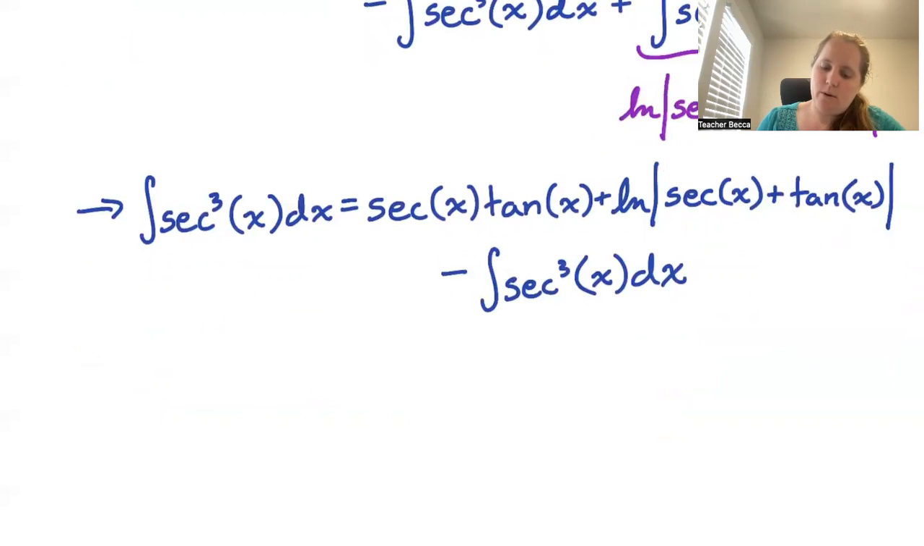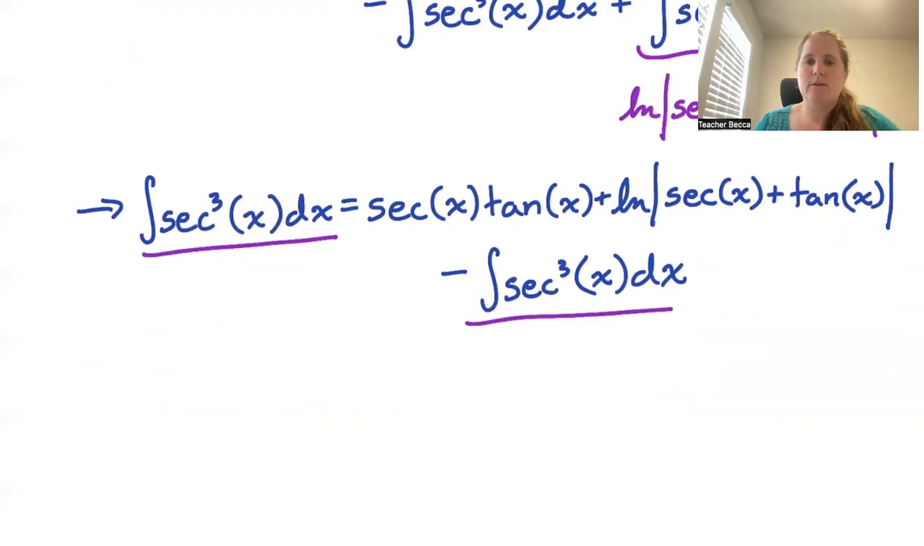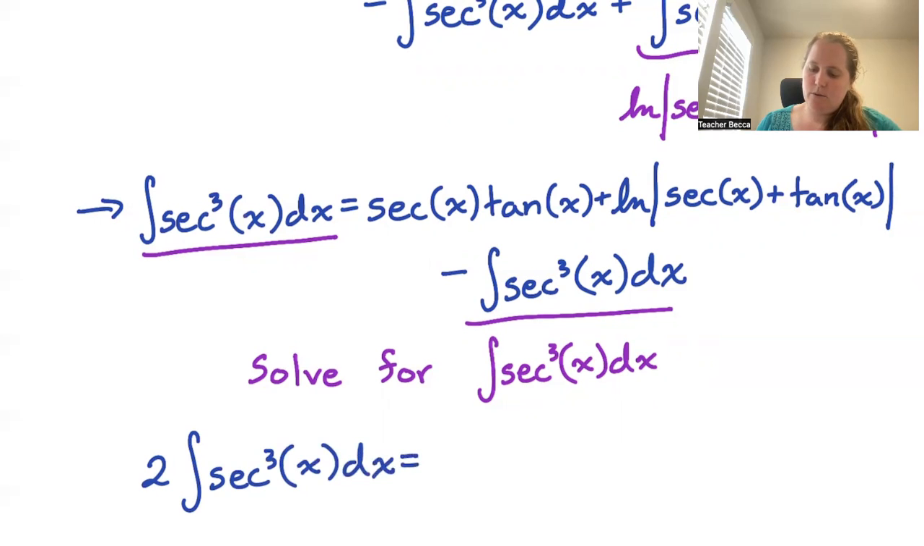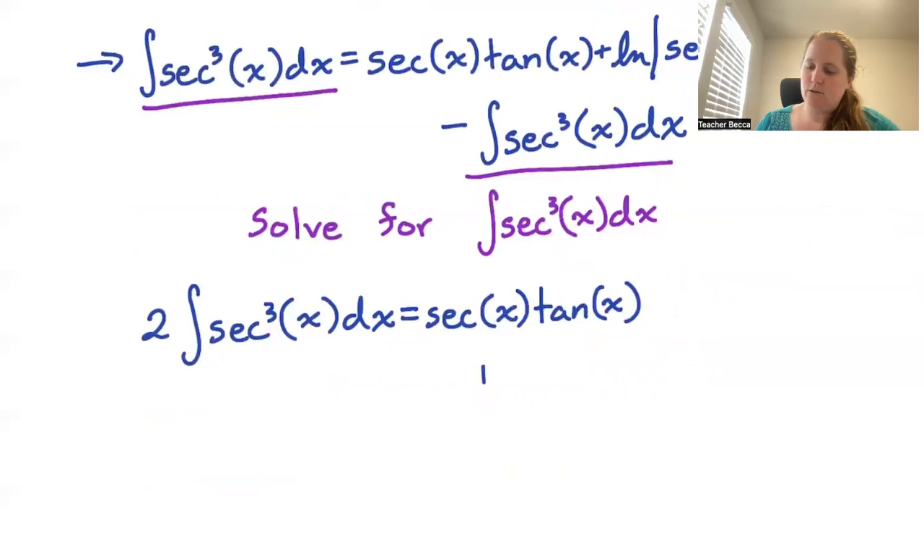At this point, we can go ahead and solve for the integral of secant cubed x dx. We wind up getting two copies of the integral of secant cubed x dx is equal to secant of x times tangent of x plus the natural log of the absolute value of secant of x plus tangent of x.